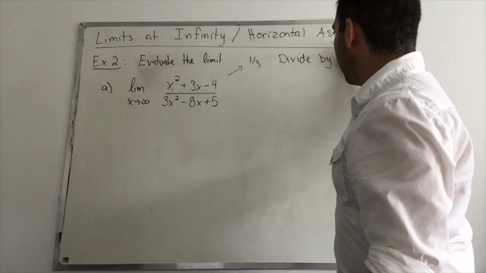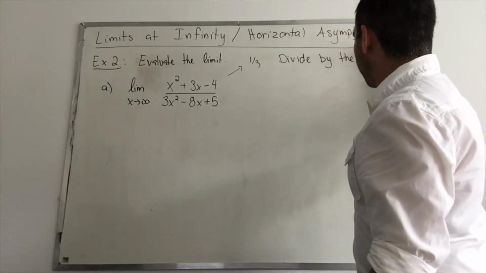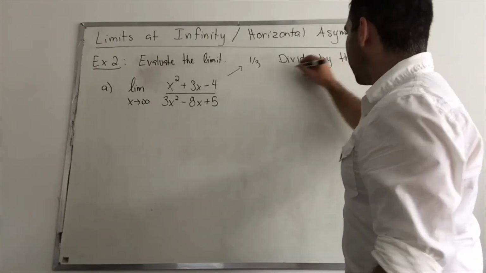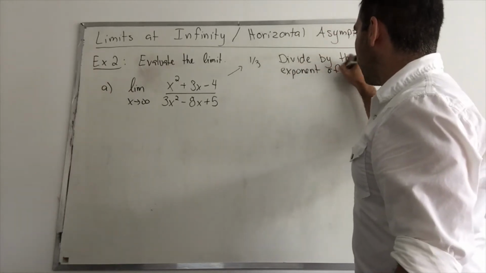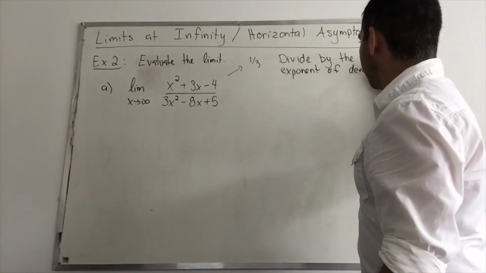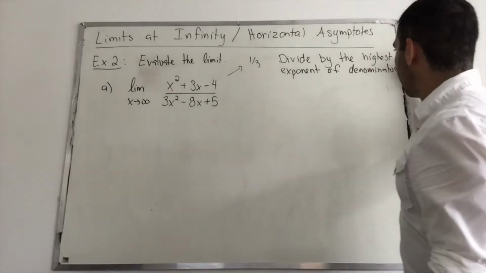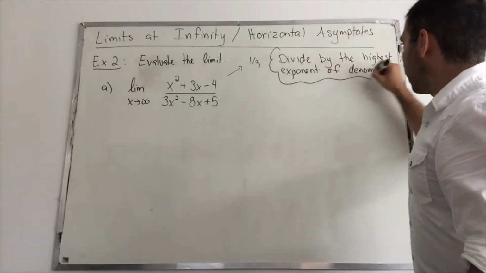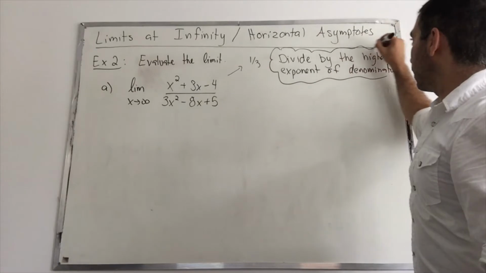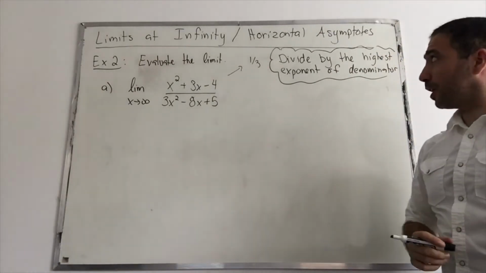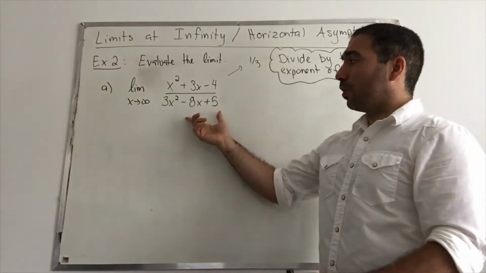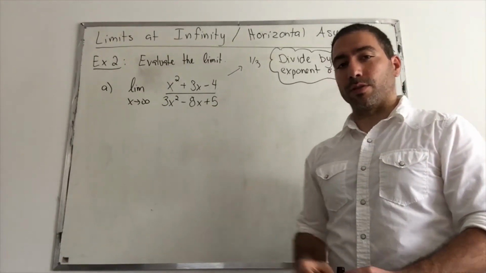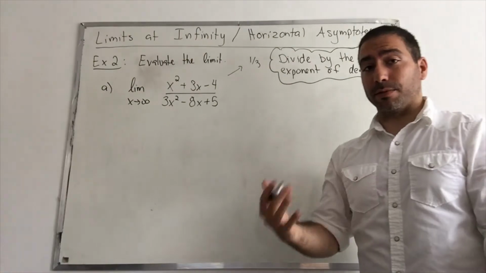Divide by the highest exponent of the denominator. This usually gets the trick done. So let's put this in a bubble, keep this in mind. So you're either dividing by the highest exponent of the denominator, it's always the denominator we're working on, or you could think of it as factoring it out as well. Both ways are fine. I'm just going to divide.